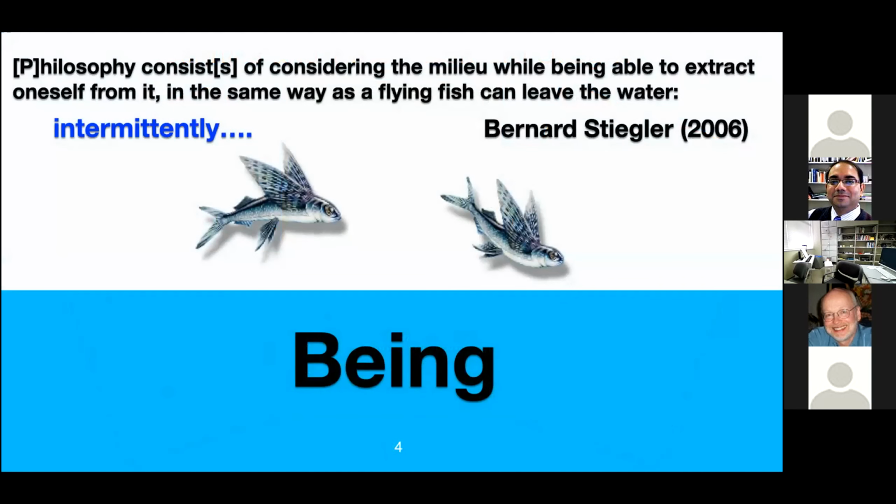A useful place to begin is Stiegler's own observation about philosophy. He has said, quote, "Philosophy consists of considering the milieu while being able to extract oneself from it, in the same way as a flying fish can leave the water, intermittently," unquote. He makes the important point that we usually take for granted and do not notice all of the ways in which our daily existence is influenced by technology.